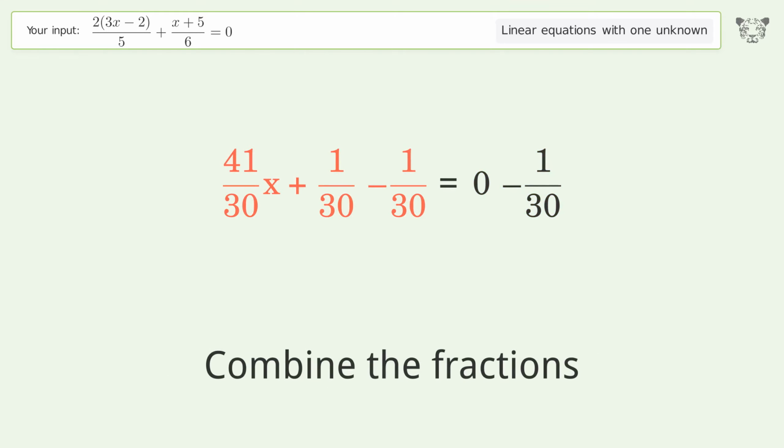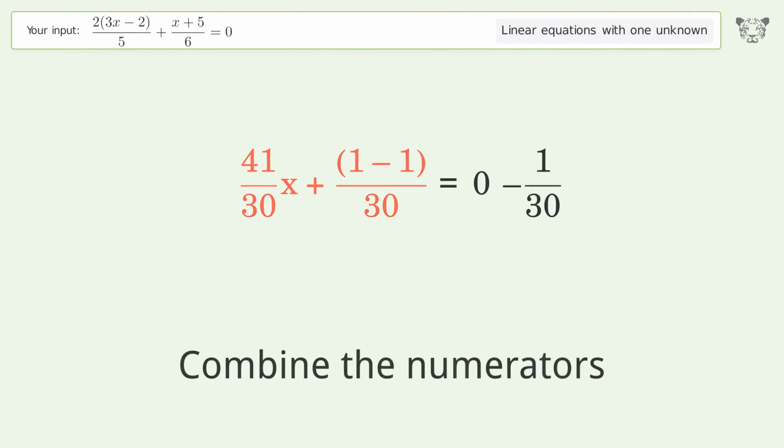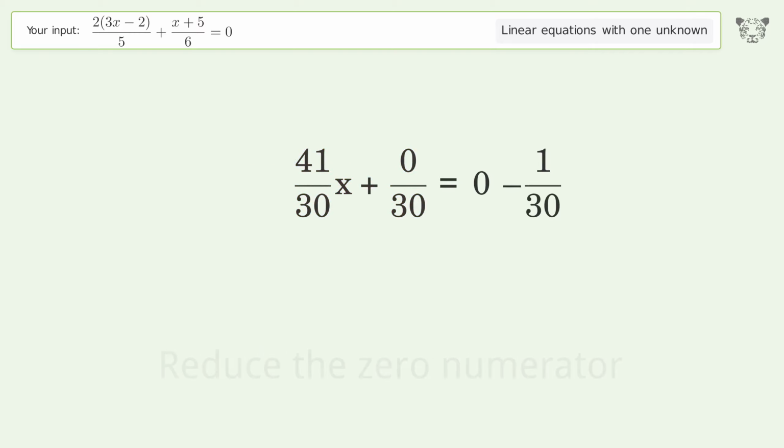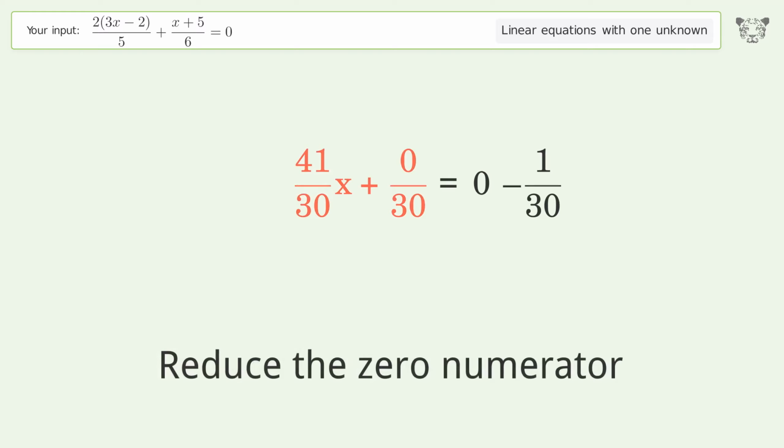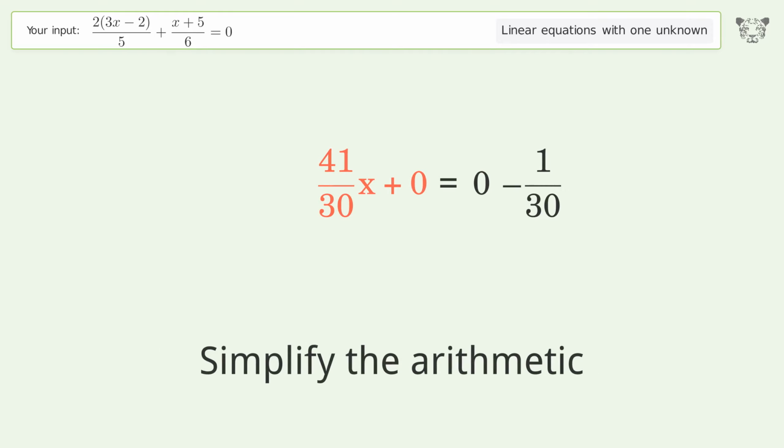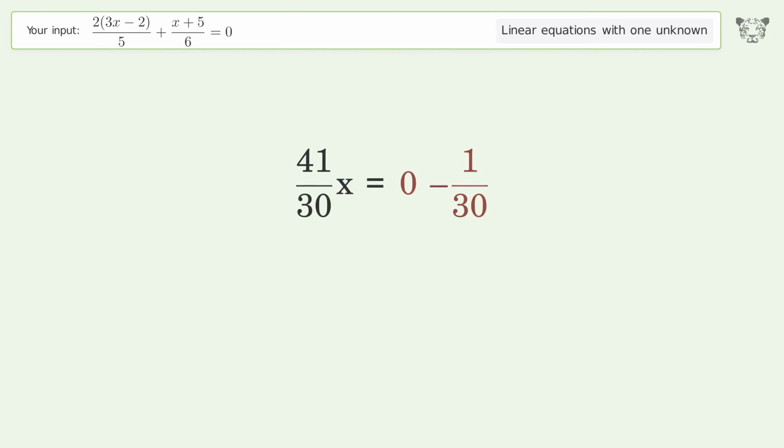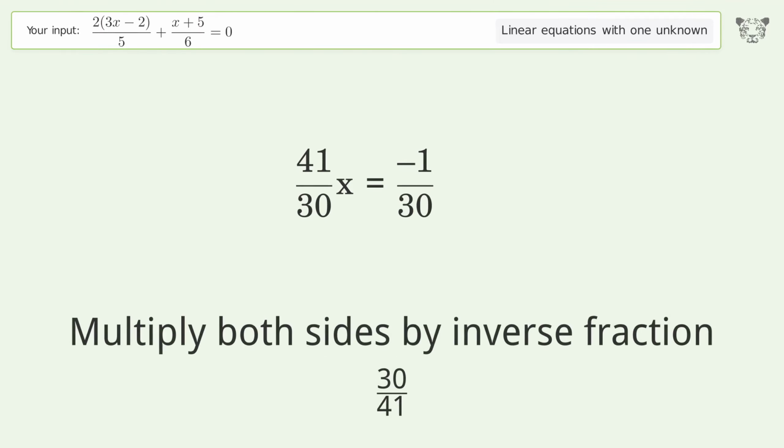Combine the fractions. Combine the numerators. Reduce the zero numerator. Simplify the arithmetic. Isolate the x. Multiply both sides by inverse fraction 30/41.